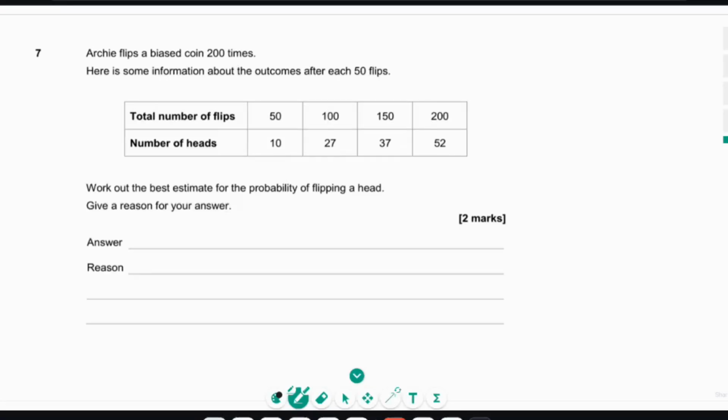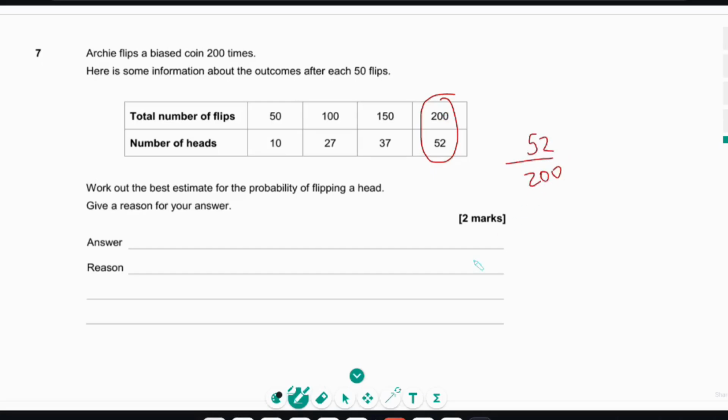Archie flips a biased coin 200 times. Here is some information about the outcomes after each 50 flips. Work out the best estimate for the probability of flipping a head. Give a reason for your answer. Well, it's got to be this one at the end of the table.